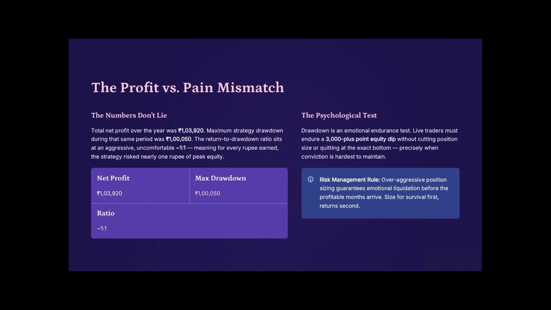Drawdown is not just a number. Drawdown is a psychological pressure test. If a strategy makes 102,000 in a year but also has a 100,000 drawdown, then the return to drawdown ratio is not very comfortable. The strategy is profitable but not smooth. This means position sizing becomes very important. If someone trades too aggressively, the drawdown can force them out before the profitable months arrive.